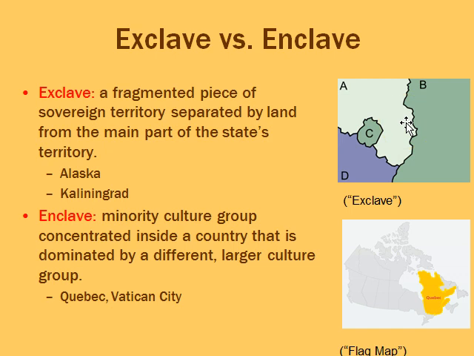An enclave is where there is sort of a culture group, or an area that is its own culture group, within another country. So it's within it. For example, I think Vatican City is a great example of this. It's a country surrounded by another country. So it is within another country. Now Quebec is part of Canada, but it is a separate minority group that has its own province surrounded by the other provinces that are not French speaking. So it is considered an enclave as well.